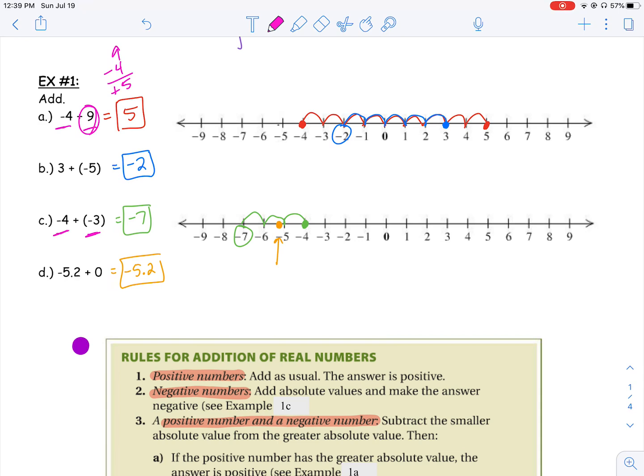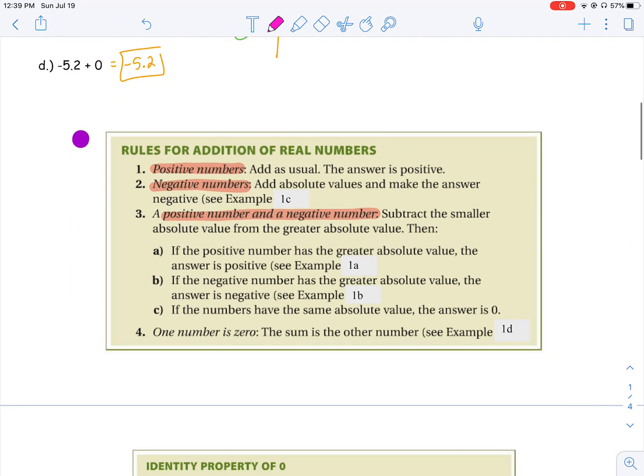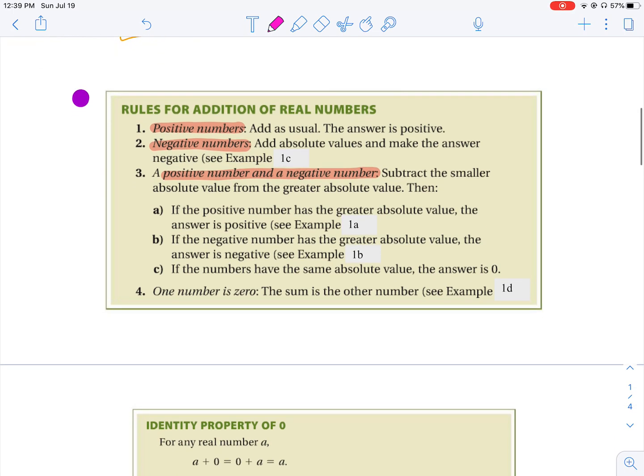Or if you look at b, I have 3 plus a -5. One's positive, one's negative. If I take the bigger number, 5, and subtract the smaller number, 3, 5 minus 3 is 2. But my bigger number was negative, so I know that my answer is going to be negative, or -2. If they're opposite signs, subtract them and keep the sign of the bigger number. If we're adding 0, then our answer is just going to be the same.